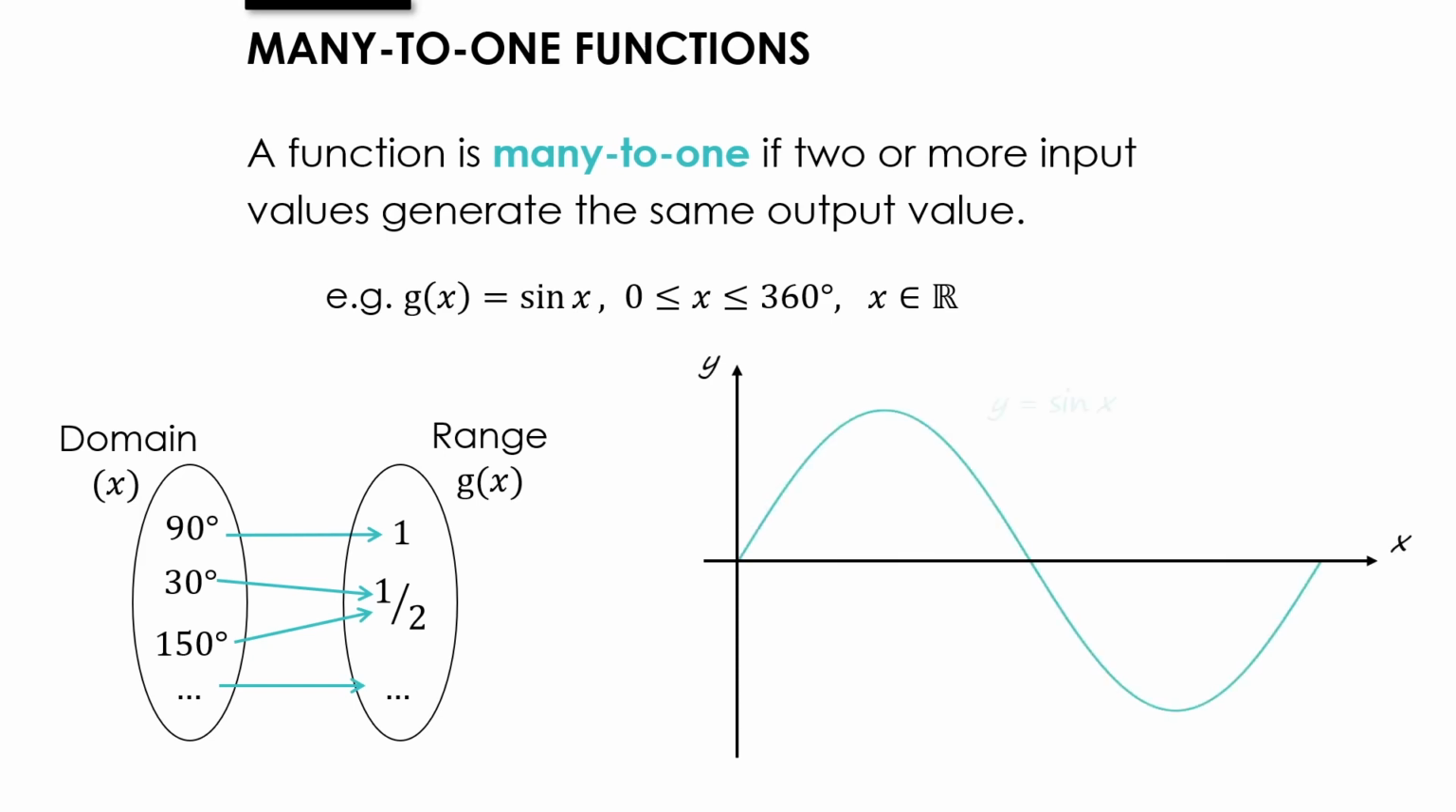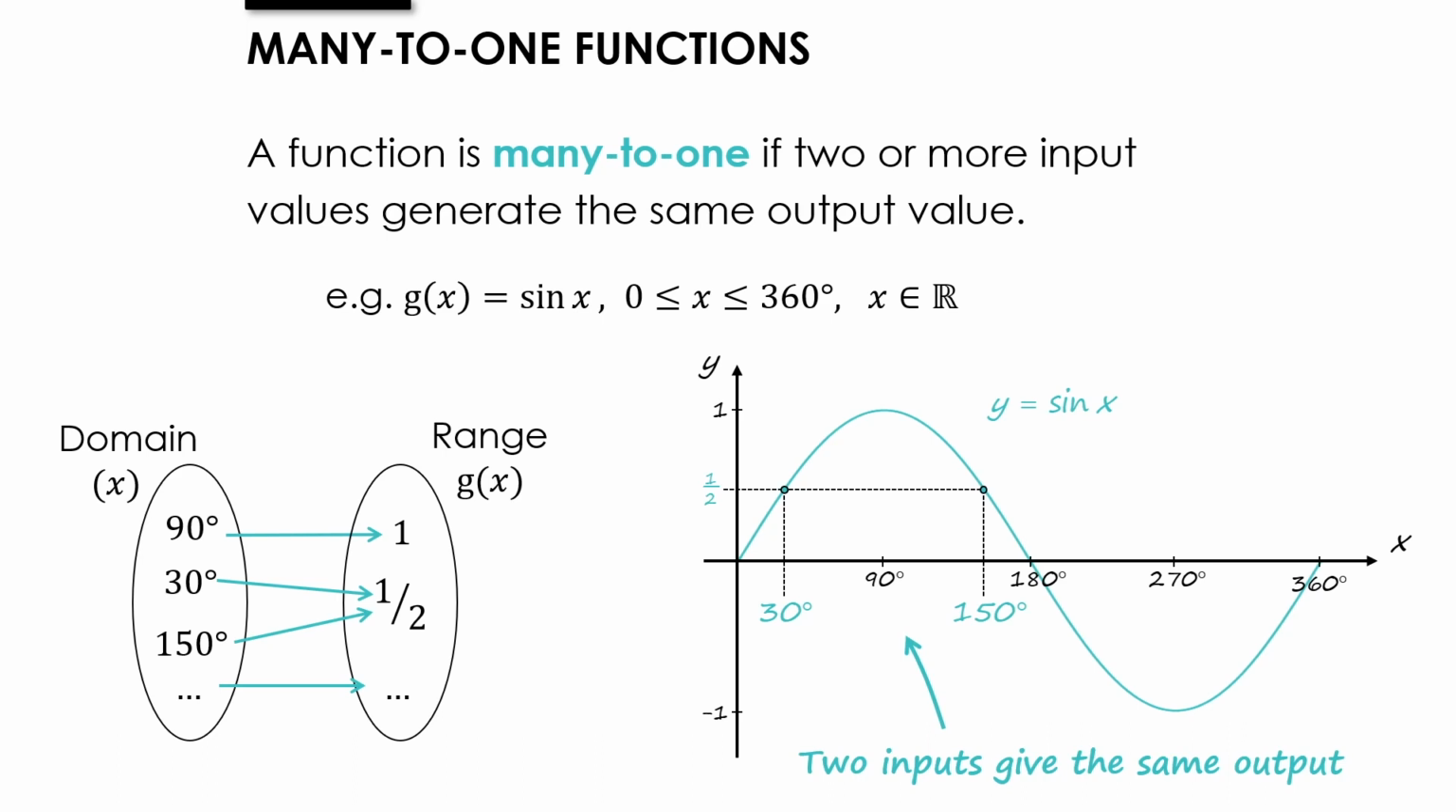So here's the curve sine x between 0 and 360. If we were to put in an x value of 30, we get a y value of 1/2. Now if we extend that line horizontally to the right, we see we hit the curve again, and that gives us an x value of 150. So this illustrates a more general principle, which says that if you draw a horizontal line across the graph, then if that line hits the curve in more than one point, then there must be at least two x values which produce the same output.